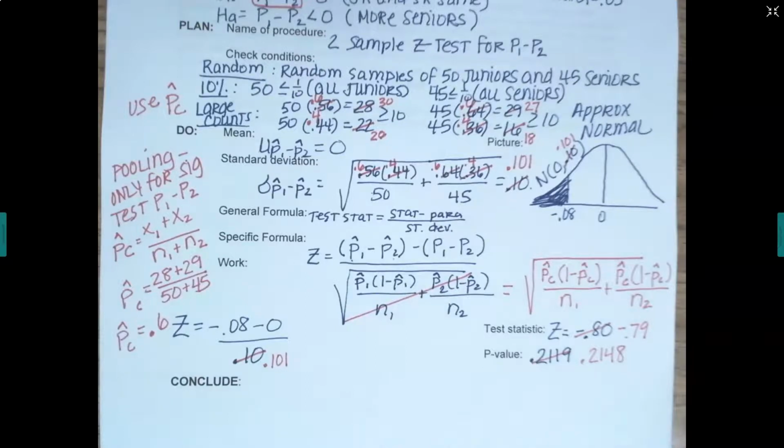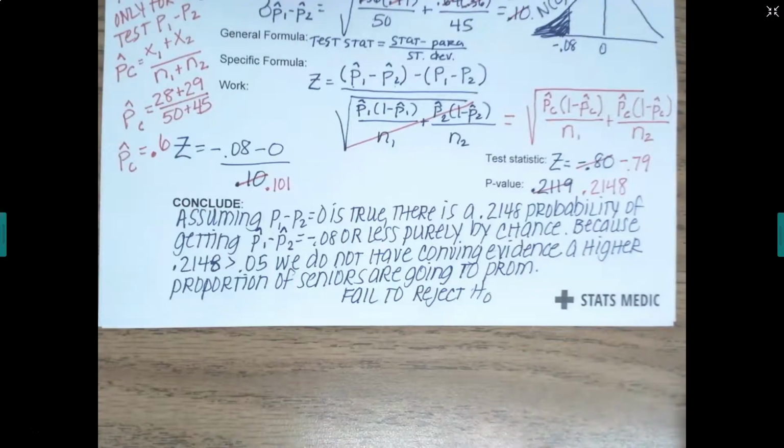So what I want you to do is pause the video, and I want you to write the conclusion and then come back and compare it and see how you did. Remember, there's 3 major components. You want to assume the null is true, and what does that mean about the probability of getting the difference that we got? How does the p-value compare to the alpha value? And what is your decision about the null? Okay, so pause the video, give it a try, and come on back and see how you did. All right, let's see how you did.